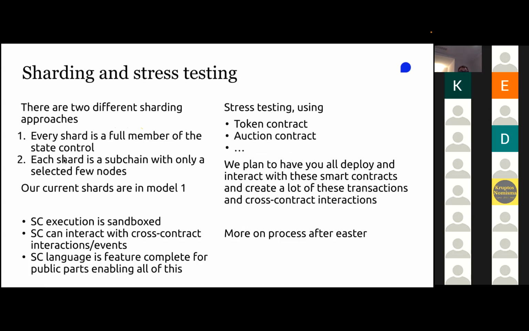In order to understand that, I want to spend a minute or two on understanding what sharding means for us. Sharding is one of the most frequently used words, especially in the blockchain community. So sharding for us is where every shard is a full member of the state control. Basically, each shard is a part of the total state.